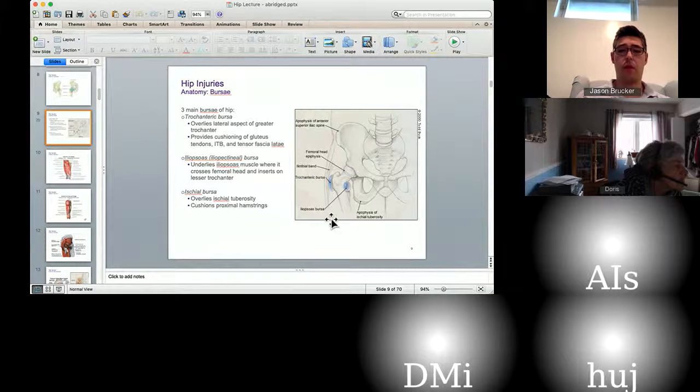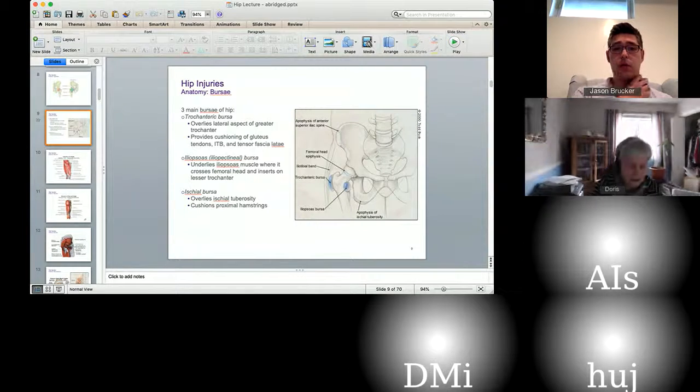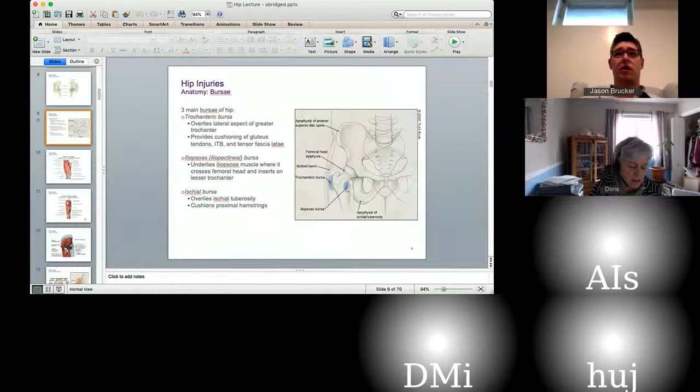Okay. Probably the more common condition is trochanteric bursitis, which overlies the lateral aspect of the greater trochanter. This will manifest as lateral hip pain, and it can be due either to trauma or to overuse injuries.